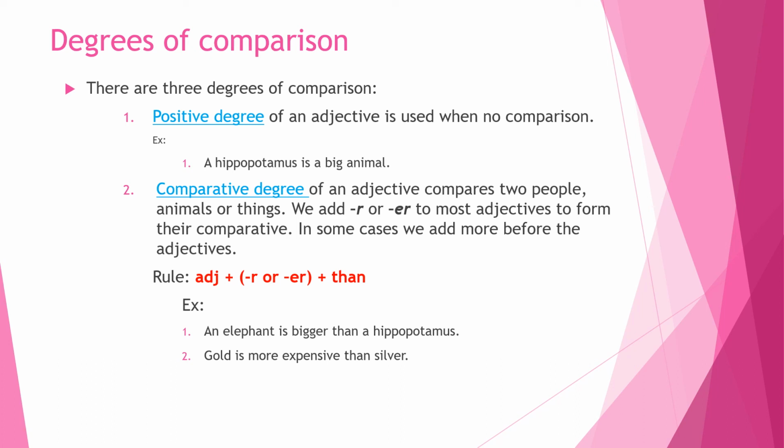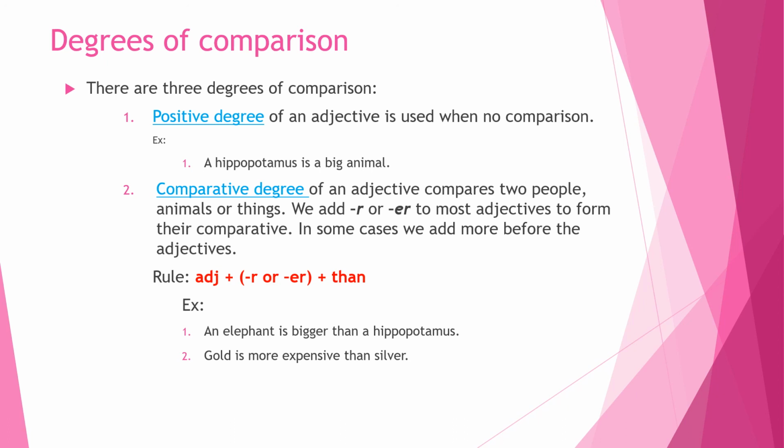In some adjectives, we cannot add er, so we use more. So, when we are comparing two nouns, gold is more expensive than silver. To the adjective expensive, we cannot add er or r, we add more. So, in this example, gold is more expensive than silver.